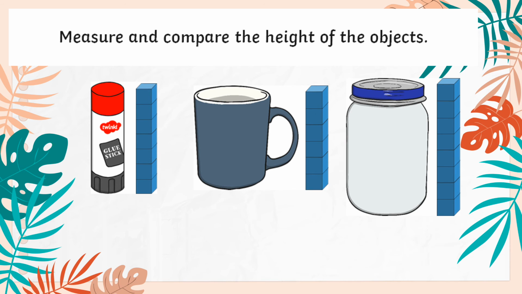So by now you should know, we don't always compare only 2 objects. We can compare more than 2 objects. We can compare length of more than 2 objects. We can compare height of more than 2 objects. Okay? And we are using what here for the comparison? We are again using base 10 blocks.